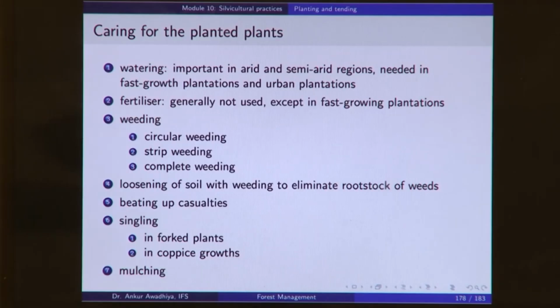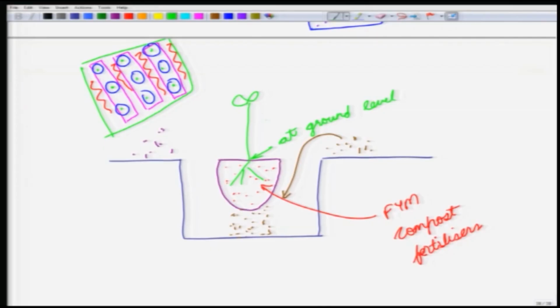Another caring operation is a singling operation. Now, singling operation means that suppose later on you went to this site and you saw that this plant is having these two main shoots. So, in the case of a singling operation, one of these shoots will be removed, so as to ensure that the plant does not show a forking in a later stage of its life. Now, this is typically done for those plants that are to be used for timber.